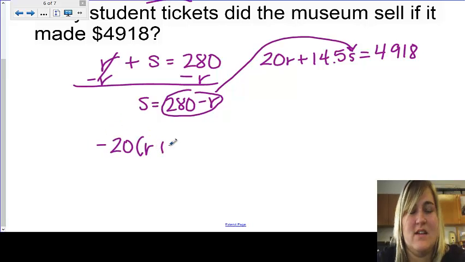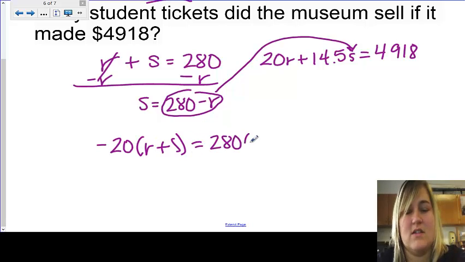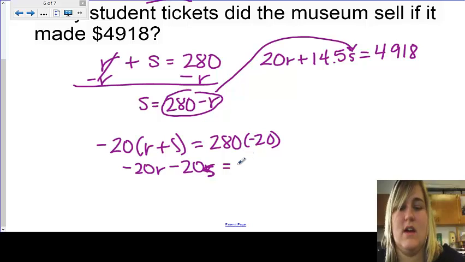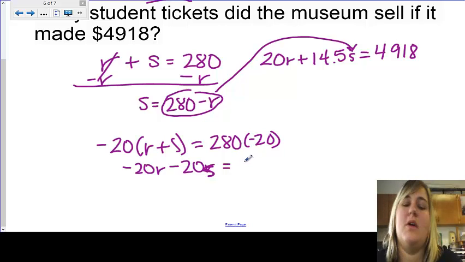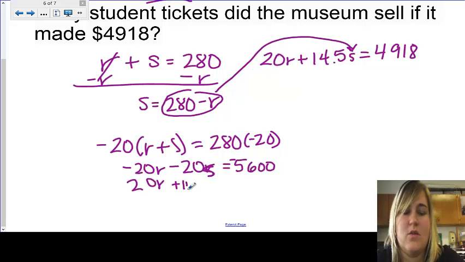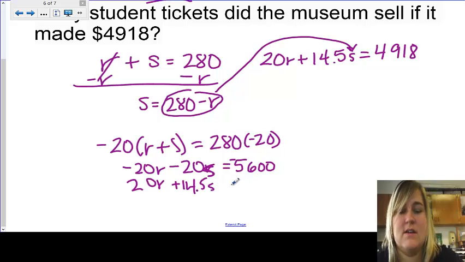-20 times R, and then I have to multiply on the other side also. So I have -20R minus 20S equals, and then -20 times 280 is going to give us 5600, and it's going to be negative. So then I'm going to stack this other one underneath. So I have 20R plus 14.5S is equal to 4,918. So I can add those two together now.